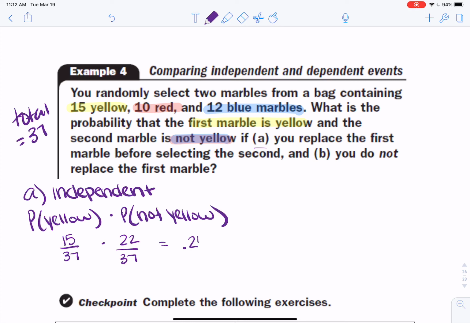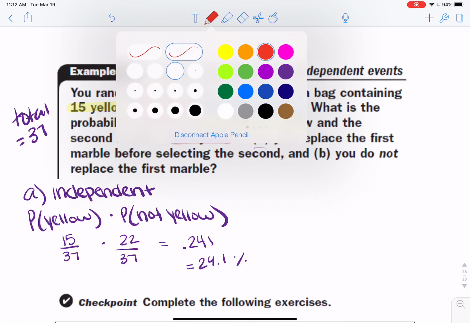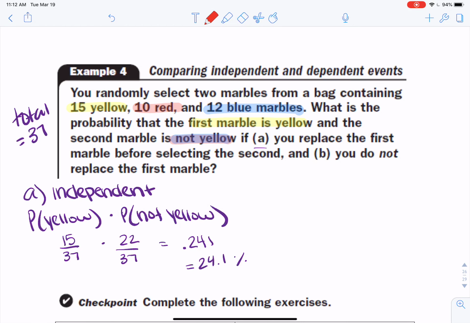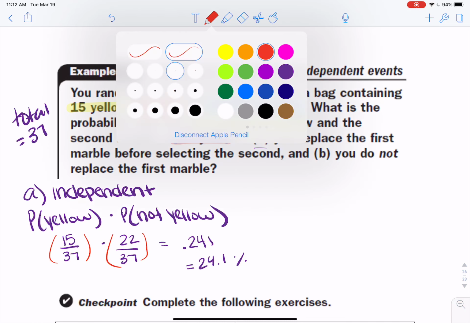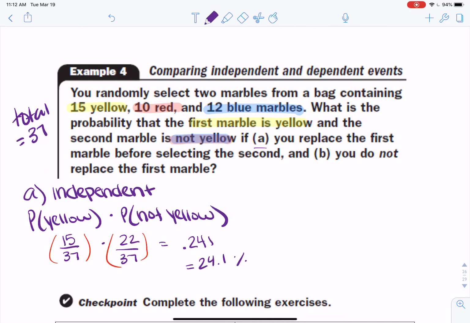And in your calculator, that comes out to 0.241, which is 24.1%. When you're doing this in your calculator, if you're using a graphing calculator too, you can put these in parentheses when you multiply them to help with getting the right number. And then let's compare it to being dependent though.